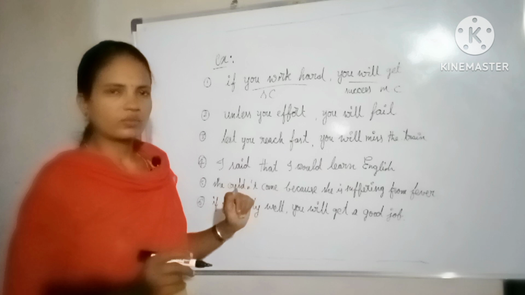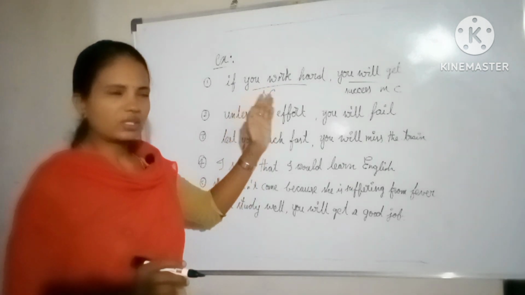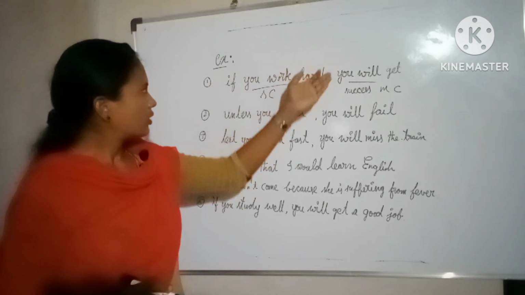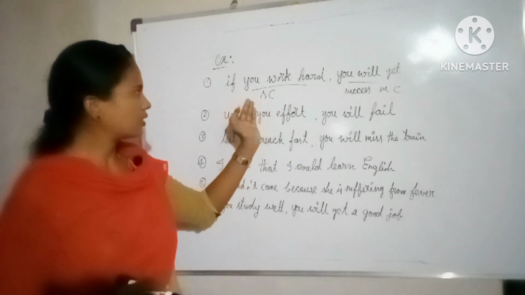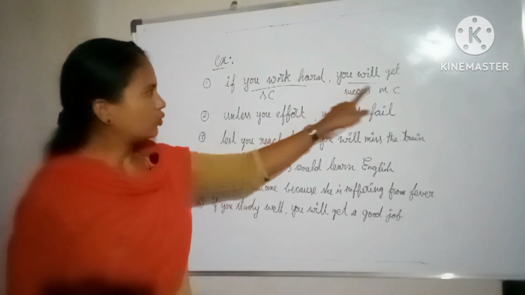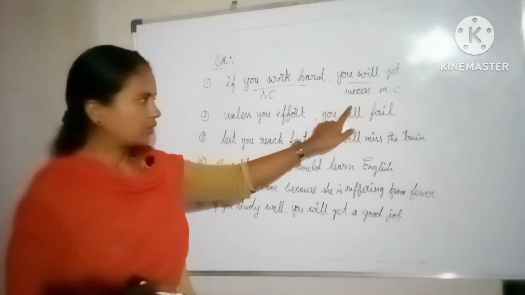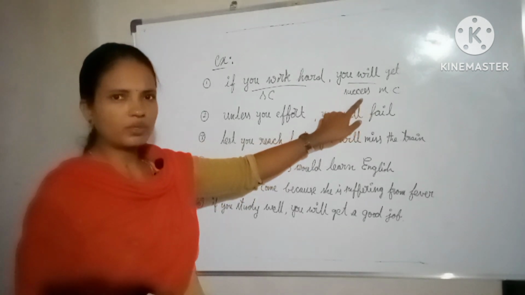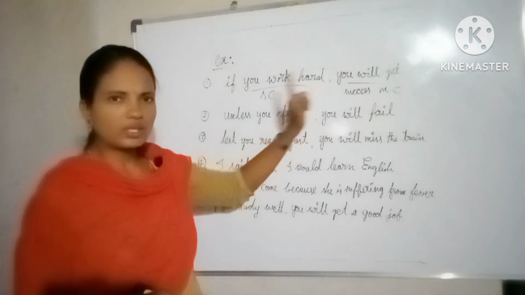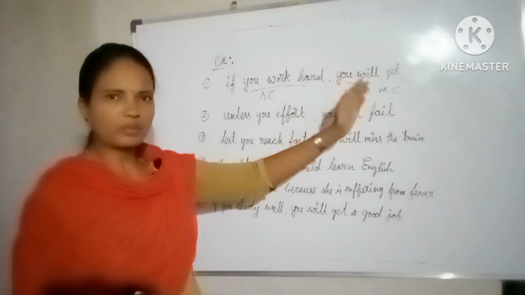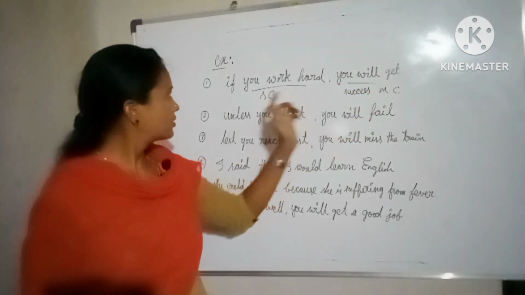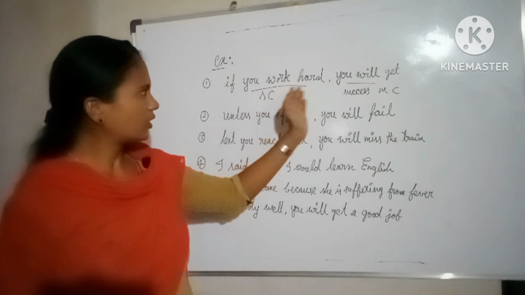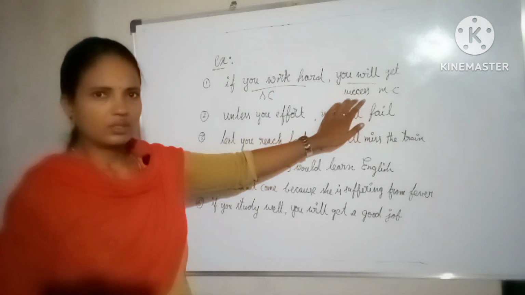Right. So these are the examples of main clause and subordinate clause. So if you work hard, you will get success. So there is no complete sense in this part, so this is called subordinate clause. And you will get success. So there is a complete meaning in this, so this is called main clause. So as we told before, main clause never depends on any other clause, but subordinate clause depends on main clause. So here, you will get success if you work hard. So this subordinate clause is dependent on this.